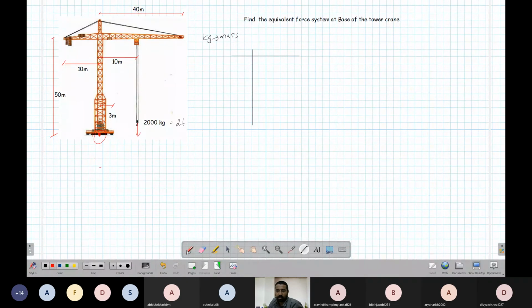If you have gravitational force, that will be equal to m into g. So m into g is 2000 into, let's take g equal to 10 meter per second square. So it is 2000 into 10, which gives me 20,000 Newton or 20 kilonewton force. So this force, due to transmissibility, I can transfer and apply here. So I'll apply that load here.